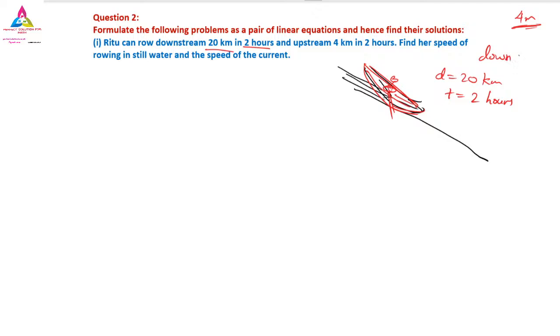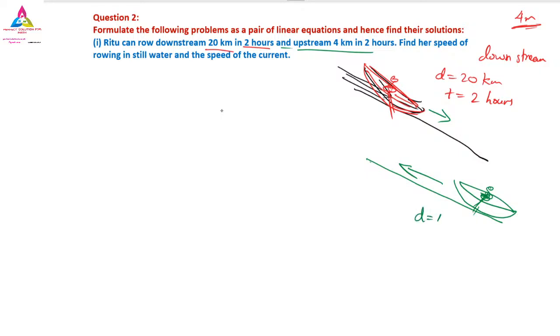So I have to draw a little bit differently now for your understanding purpose. And upstream means the same way, it is like this only. But now she is not going downward. She is going upward. The boat is here, and she is rowing upward. The distance she will cover here is 4 km, and the time taken by her is 2 hours. Okay, the time is the same, but the distance covered is a little bit different.